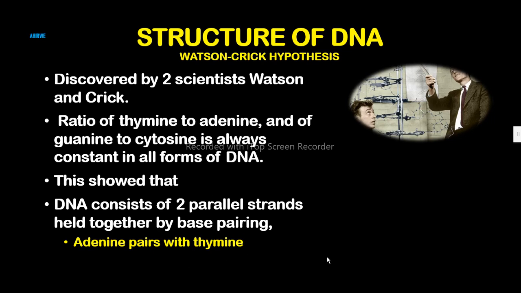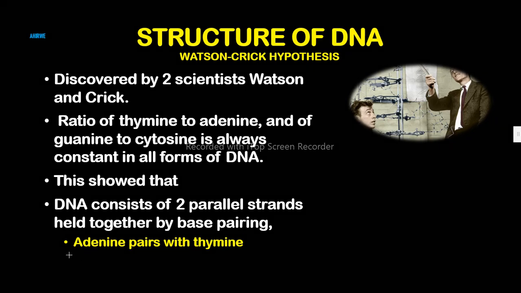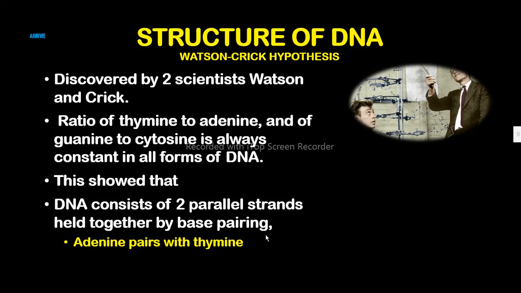And so these guys came up with a base pairing rule: base adenine, which is a purine, pairs with base thymine, which is a pyrimidine, and base cytosine, which is a pyrimidine, pairs with base guanine, which is a purine. And up to now, we still accept this base pairing rule.